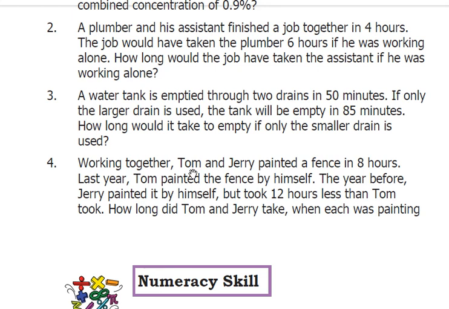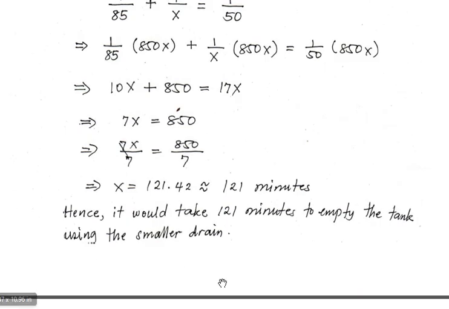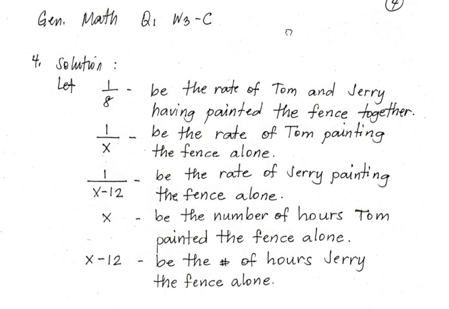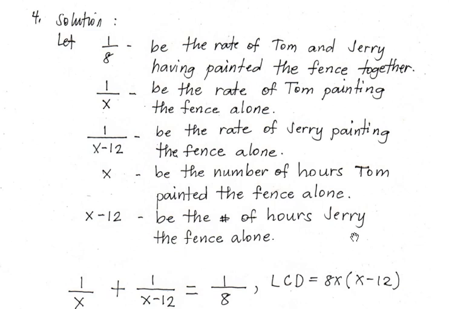Okay, so it was given here that the number of hours spent by Tom and Jerry working together is 8 hours. So let's try to take the solution. We let 1/8 be the rate of Tom and Jerry having painted the fence together. Let's consider first, let x be the number of hours Tom painted the fence alone. And the rate of Tom doing the job alone is 1 over x.